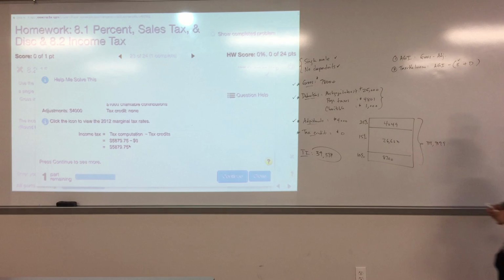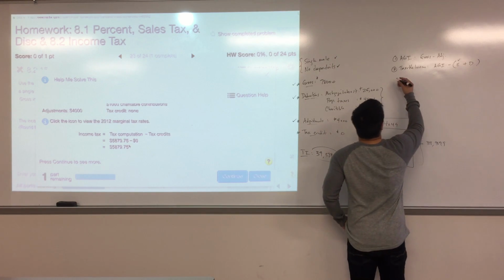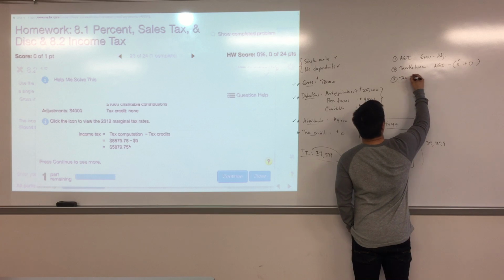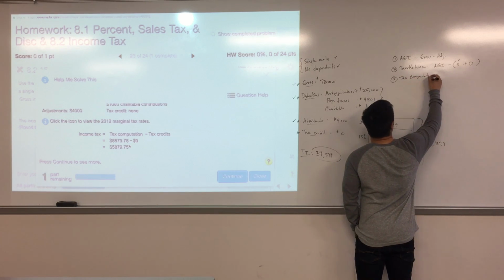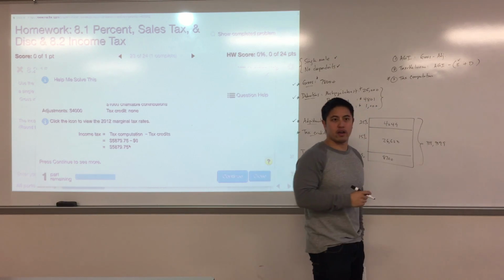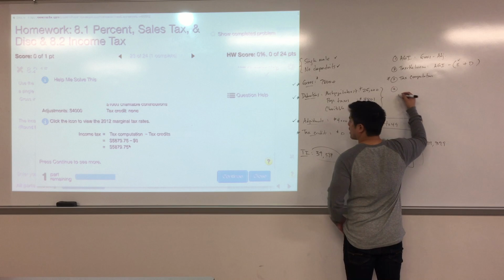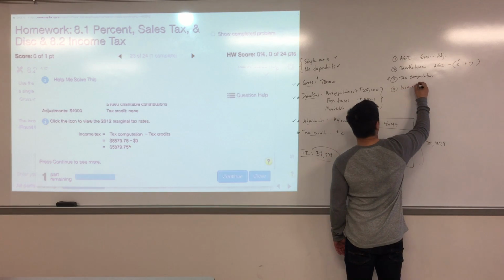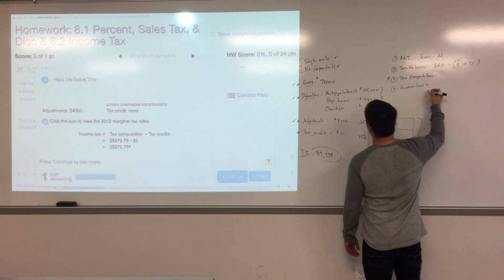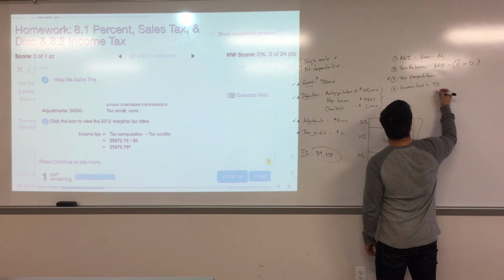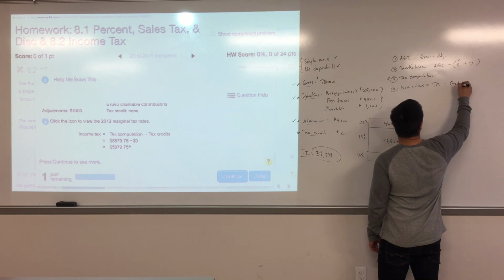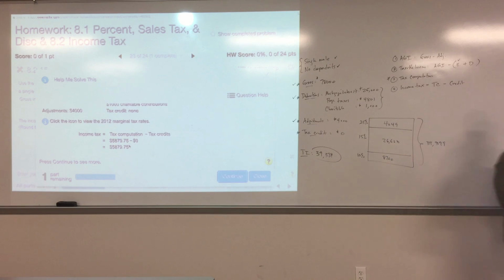We're almost done. So, the third step, which is what we just did, was to figure out the tax computation. This is the hard one, right? That's the hard step. But finally, to actually figure out how much income tax you need to pay, that's equal to whatever your tax computation is minus any credits. But did we have any credits in this problem? No. If you look back up here, there are no tax credits. And if you did have any, you would subtract them from that. Does that make sense, guys?